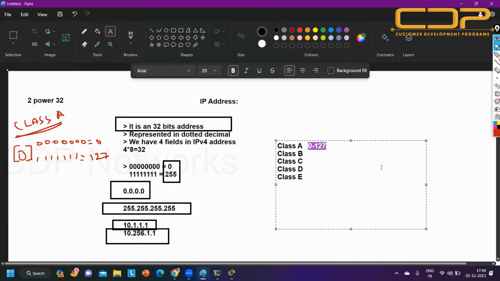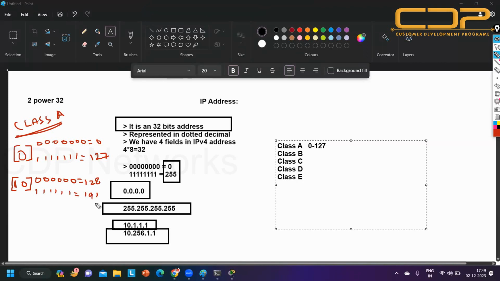In the same way for class B also, we reserve 2 bits. First bit will always be 1 and second bit will always be 0 for class B. Now how many bits are left in the first octet? 6 bits are left. If all 6 bits are 0, then the value will be 128. If all the remaining 6 bits are 1, then the value is 191.